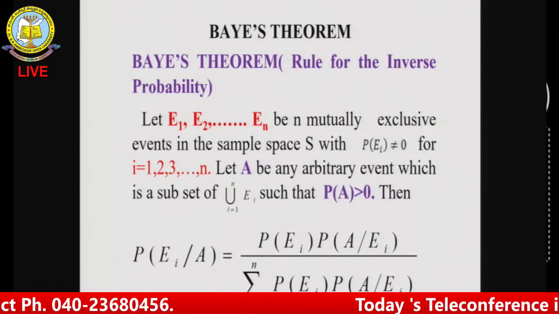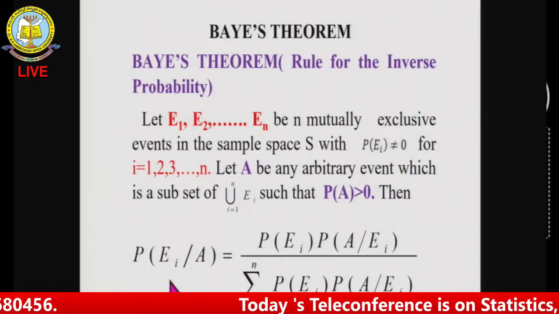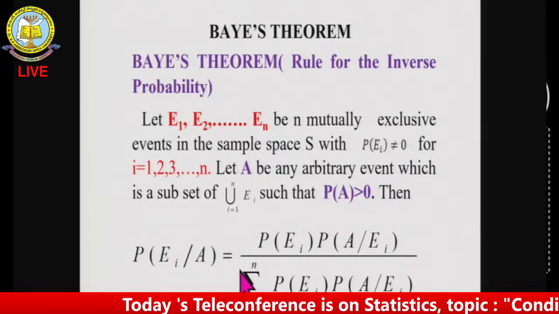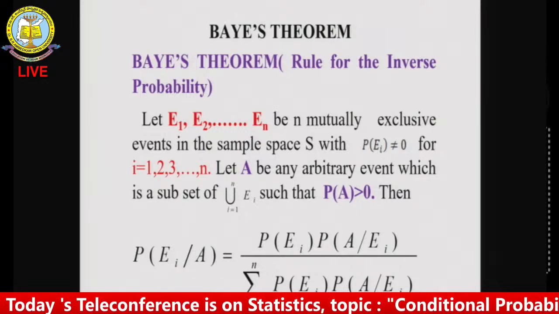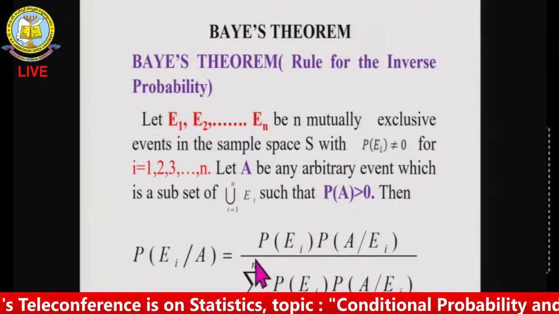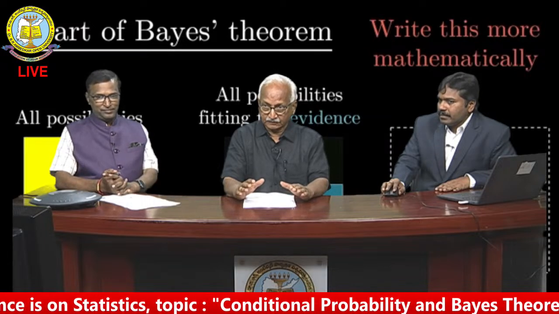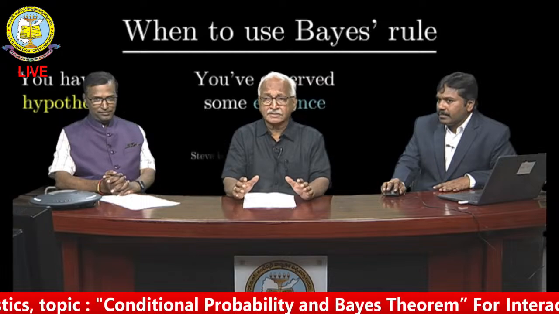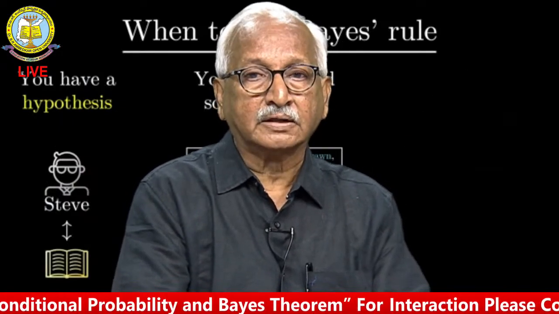This is the general formula for Bayes theorem. That is, probability of Ei given A is equal to probability of Ei times probability of A given Ei, divided by the total probability of A. So what Dr. Raju meant is that this is the general formula for Bayes theorem. That indicates that you can take any number of events and calculate Bayes theorem.